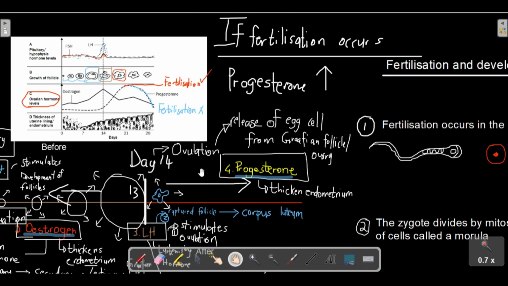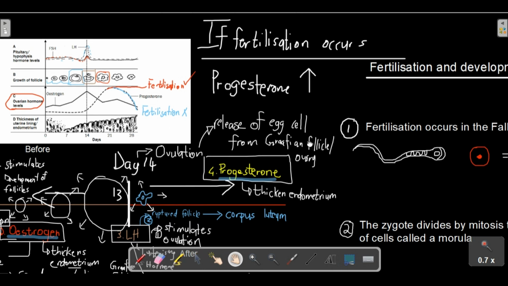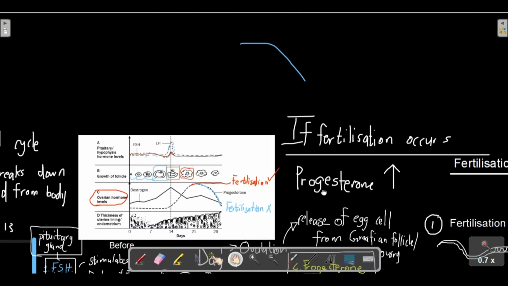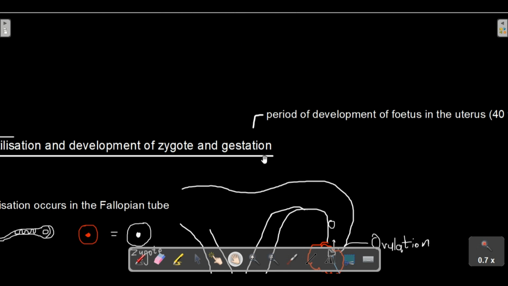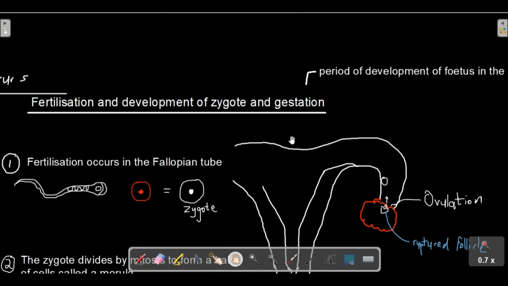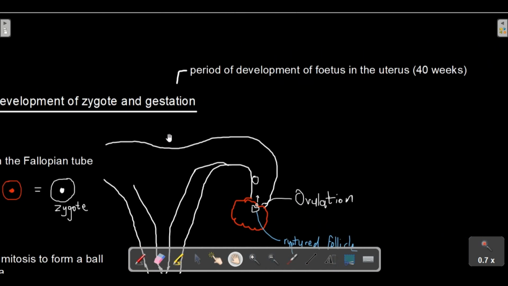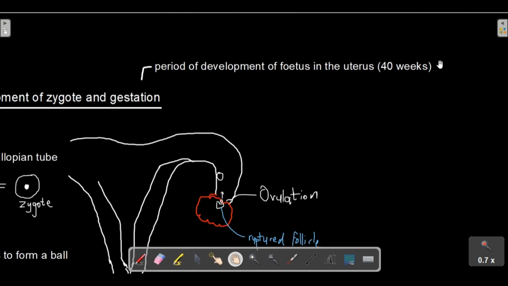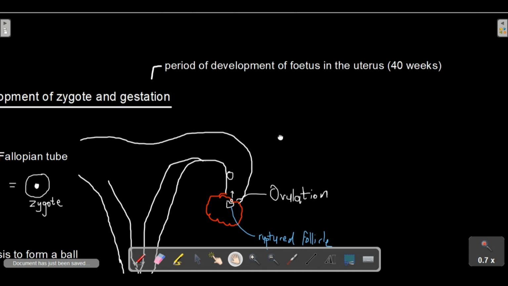We have to take a look at the structures that develop during the whole pregnancy period. The pregnancy period is called gestation, which is a scientific word. This is the period of development of the fetus in the uterus, and this occurs over 40 weeks.